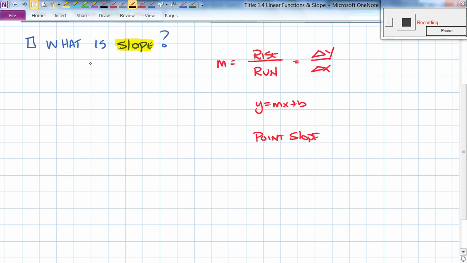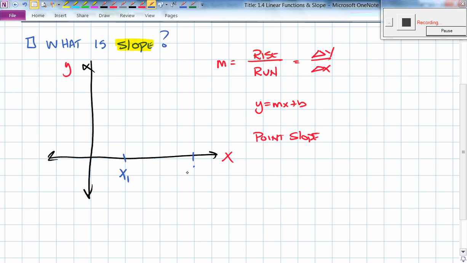Okay. Let's give you a context of a picture. So if I give you an xy coordinate plane, here's the x-axis, here's the y-axis, and we give you some generic x value, and then we give you another generic x value, like x2. And we give you some y values over here, like y1 and y2. Give you some points associated with those, like this. Good. Wonderfully straight line there.